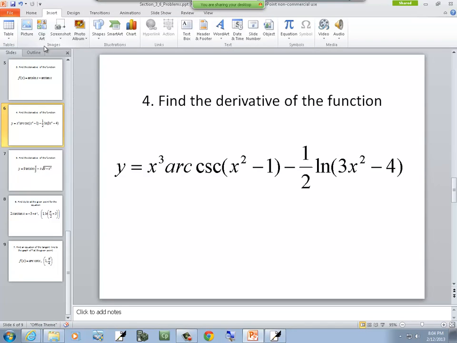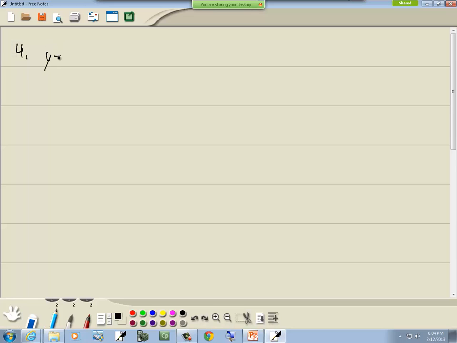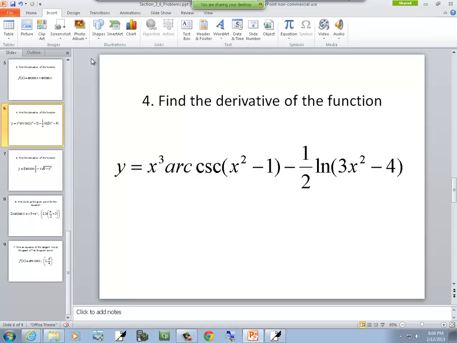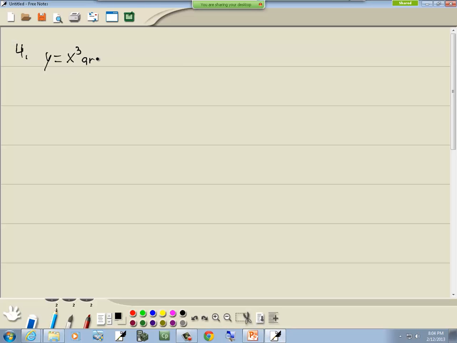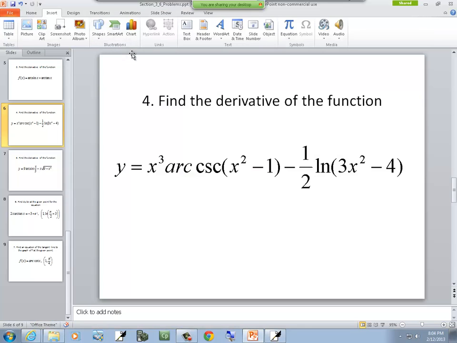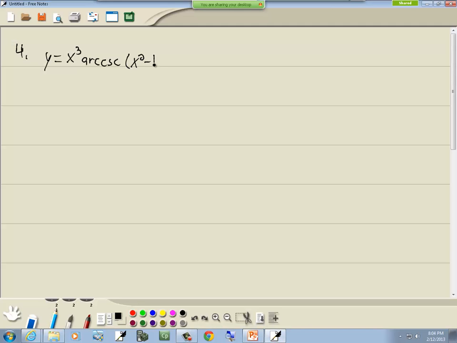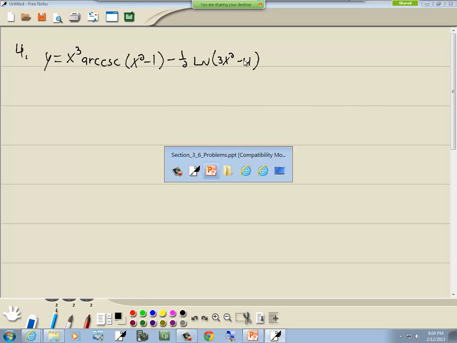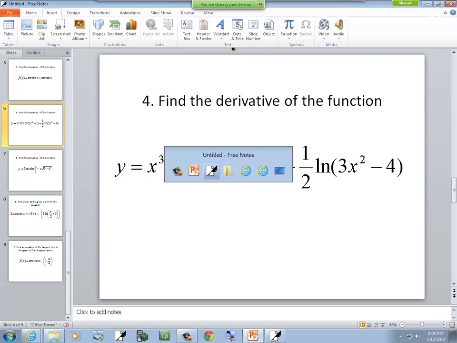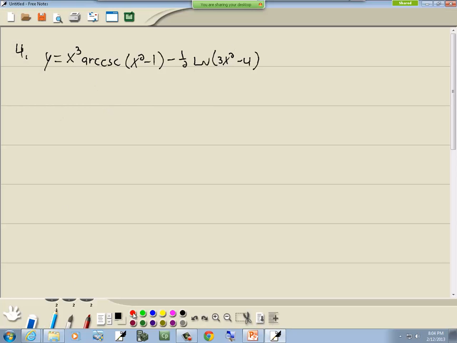Okay, we got y equals x to the third arc cosecant of x squared minus 1, minus 1/2 natural log of 3x squared minus 4. And instructions still find derivative. Well, if I look at this, the first part here is a product. We got x to the third times arc cosecant. So this will be p and this will be q.